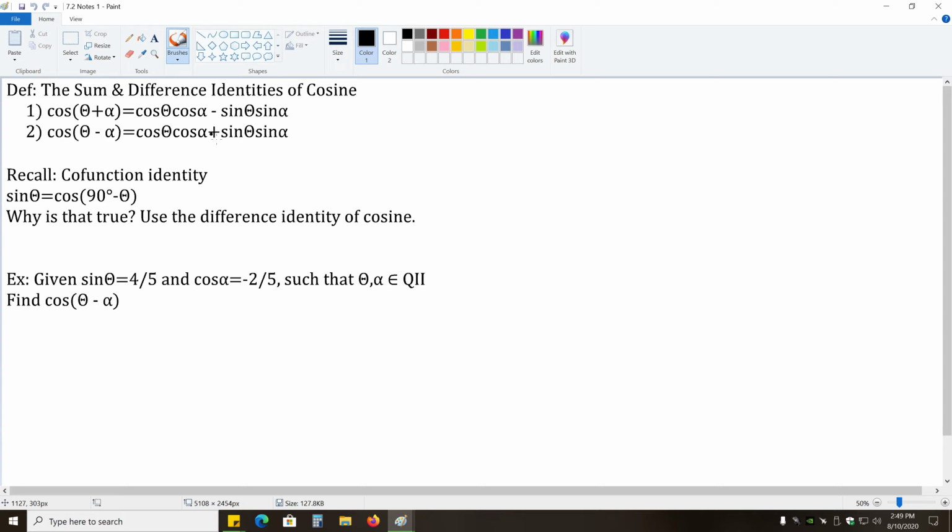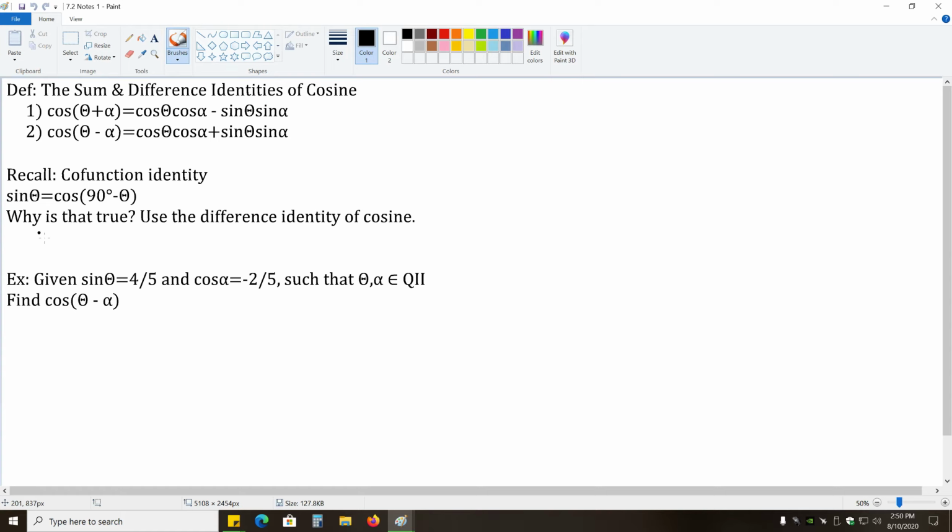So, with that, we can recall where this formula has been used in the past when we've talked about cofunction identities. We said that sine of theta is equal to cosine of 90 degrees minus theta. But we never really had a reason why that was true. We could plug in a bunch of angles and it would be true, but why? And now we can show why. Cosine of 90 degrees minus theta is a difference identity for cosine. So let's go ahead and use the cosine formula.